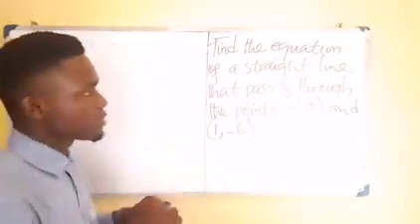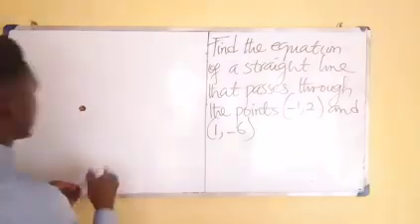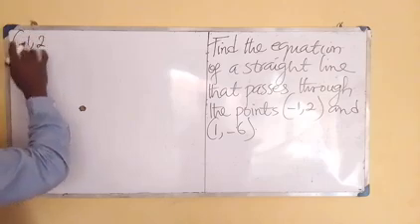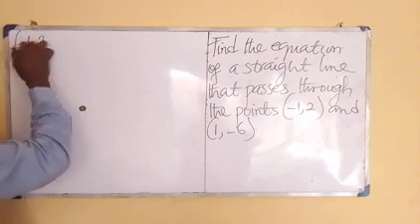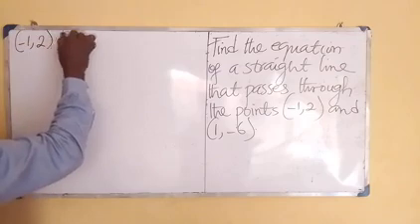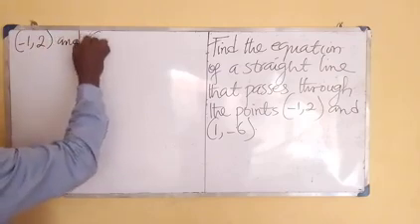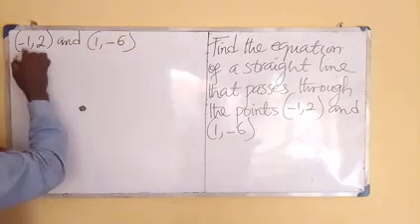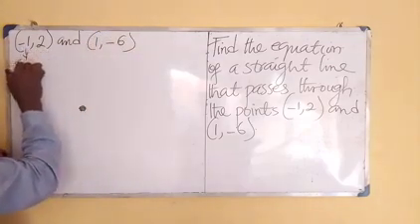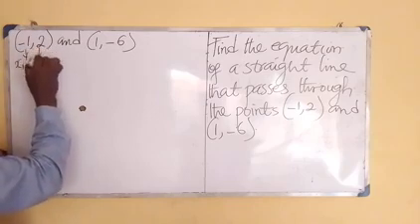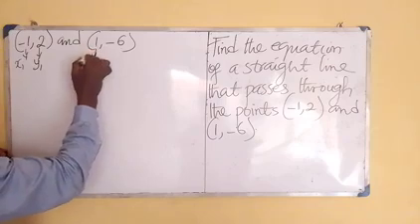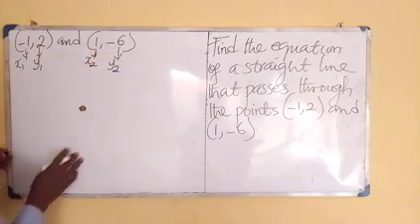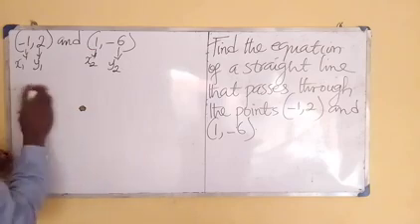I will carefully bring out these two points. The first one they said is minus 1 and 2, and the second one is 1 and minus 6. Meaning that this one is x1 and this one is y1. This one is x2 and this one is y2. Alright?